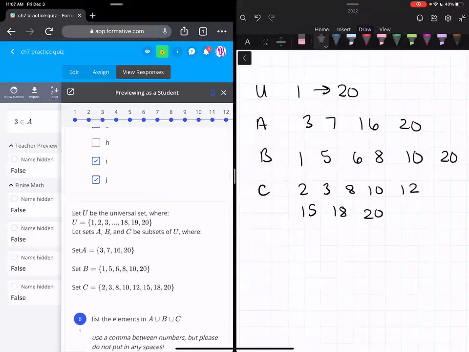Okay, so for number 8, A union B union C. And again, what does the union symbol mean? It means and, it means everything.